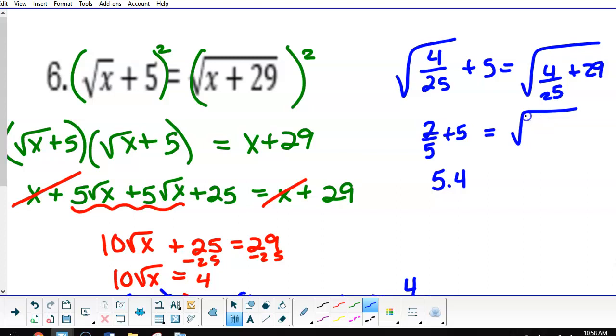Anybody do just that part? 4/25. Well, you got 29.16. You could have done it as a fraction as well. Then when you square rooted, did you get 5.4? Okay. Doesn't matter. Either way, if you type it in carefully, it does check. Yes?